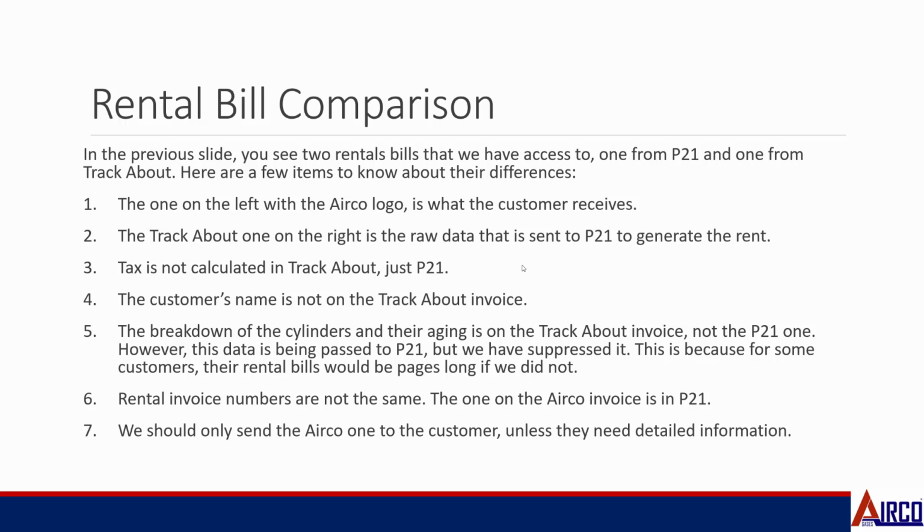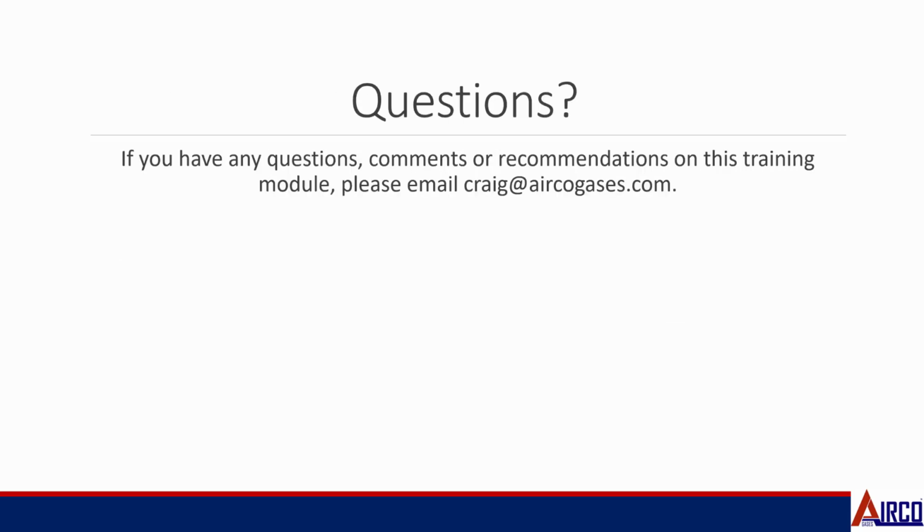We just suppress it. The rental invoice numbers are not the same. The one on the Airco invoice is in P21. And last, we should only send the Airco one to the customer unless they need detailed information. And if you do give them the Trackabout one, it really needs to come with a big asterisk, hey, this is just for your information.